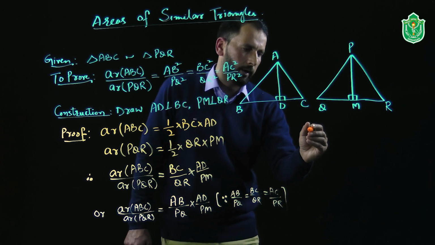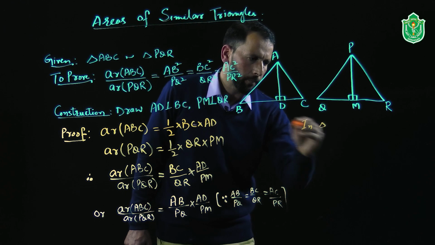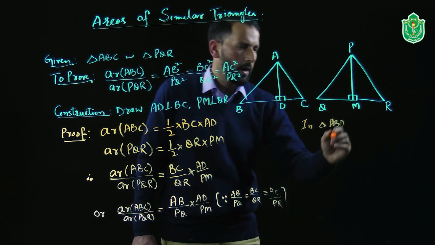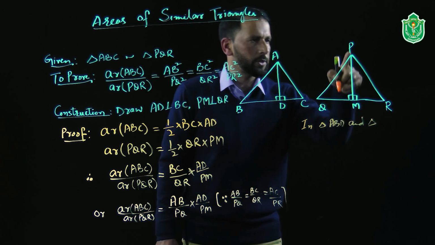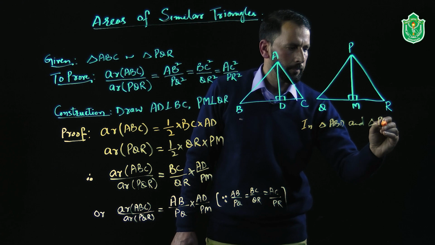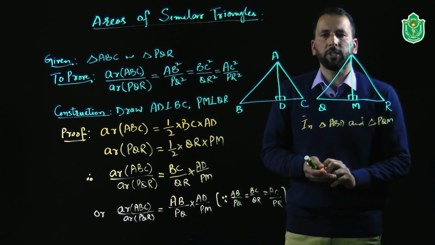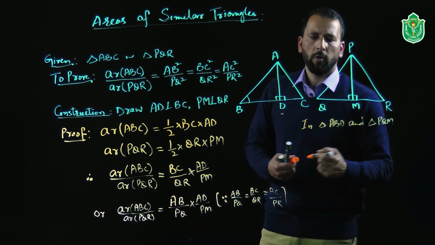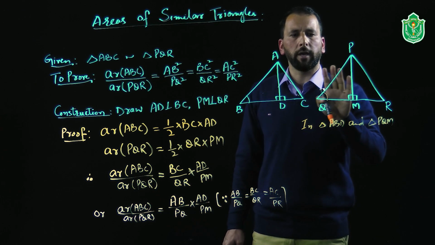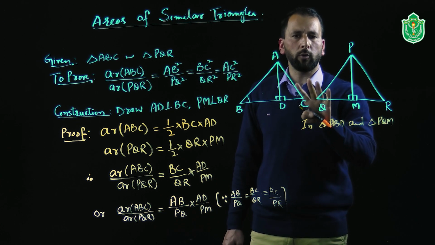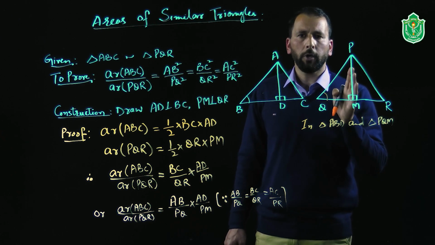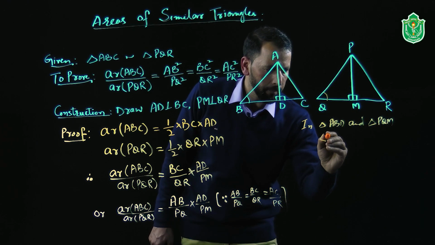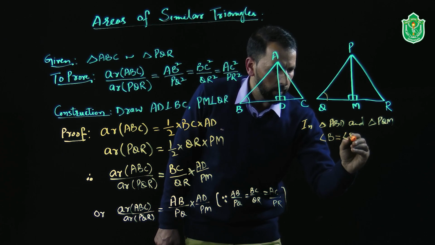So now let us take triangle ABD, this smaller triangle here, and triangle PQM. What is the same in the two triangles? We observe that angle B is equivalent to angle Q. Why are they the same? Because the two triangles are similar, and if we have two similar triangles, then their corresponding angles are equal. So in these two triangles ABD and PQM, angle B is equivalent to angle Q, and the reason is given.